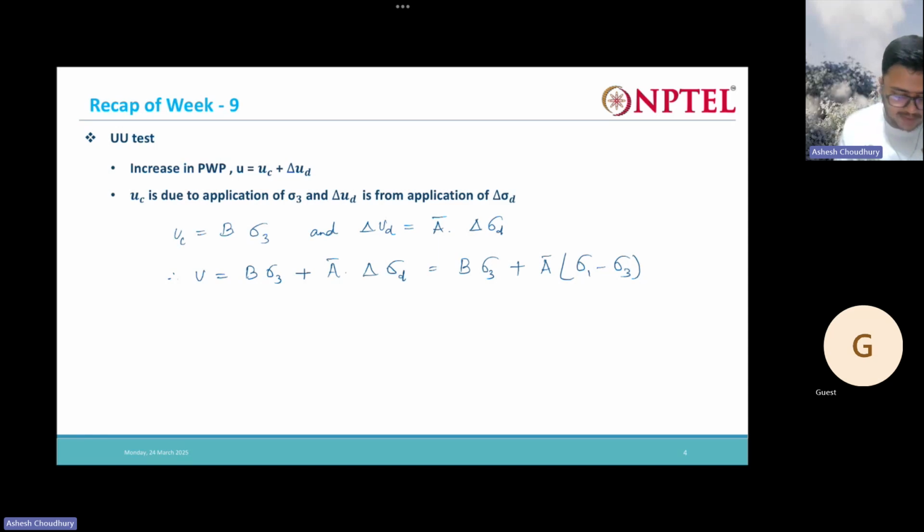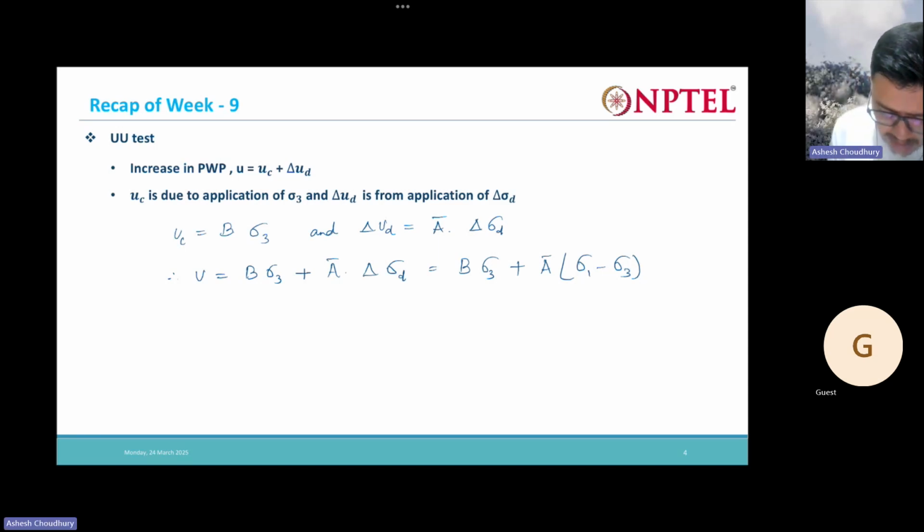Now let us see the UU test. UU was an unconsolidated undrained test. So we don't have consolidation in the first stage, and in the second stage also we do not allow drainage to happen. So it is a very fast test. First we apply the confining stress, and after application of the confining stress, we start shearing of the sample. In both the stages, the drainage valve is closed.